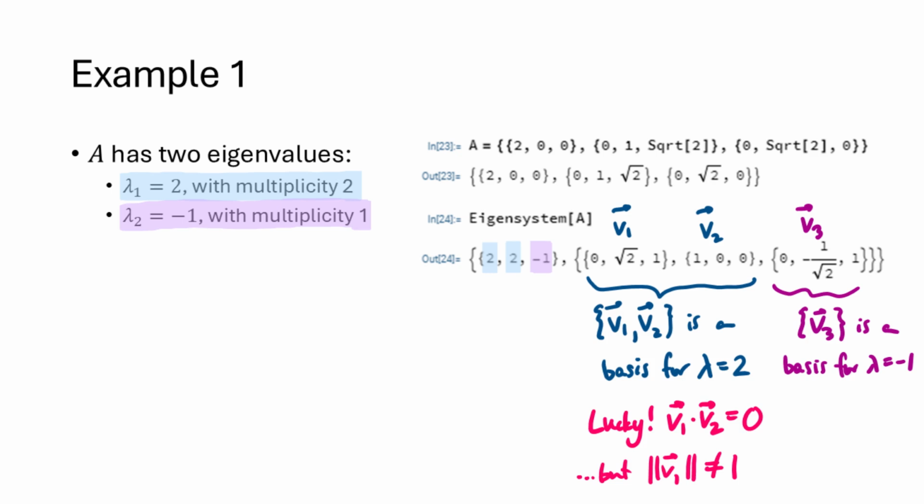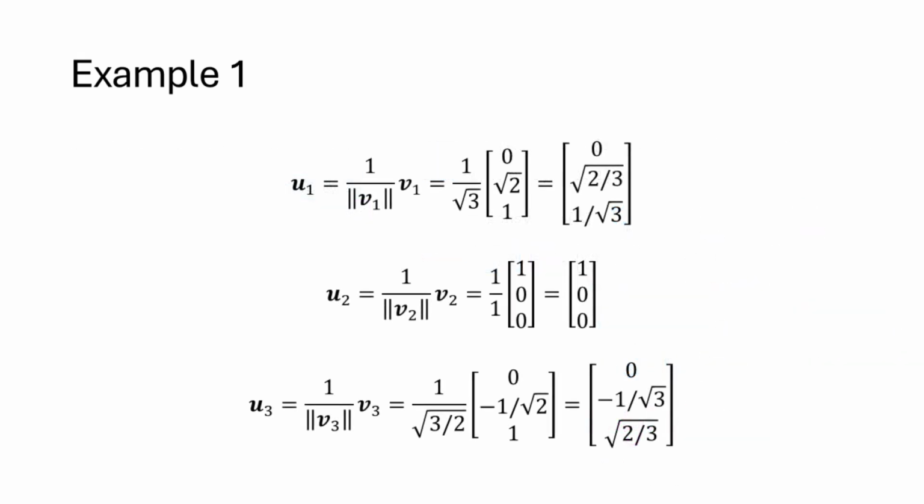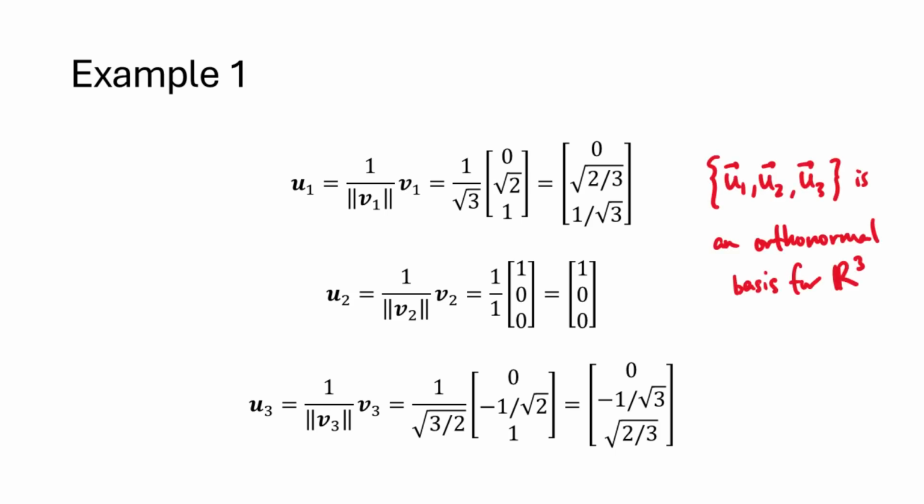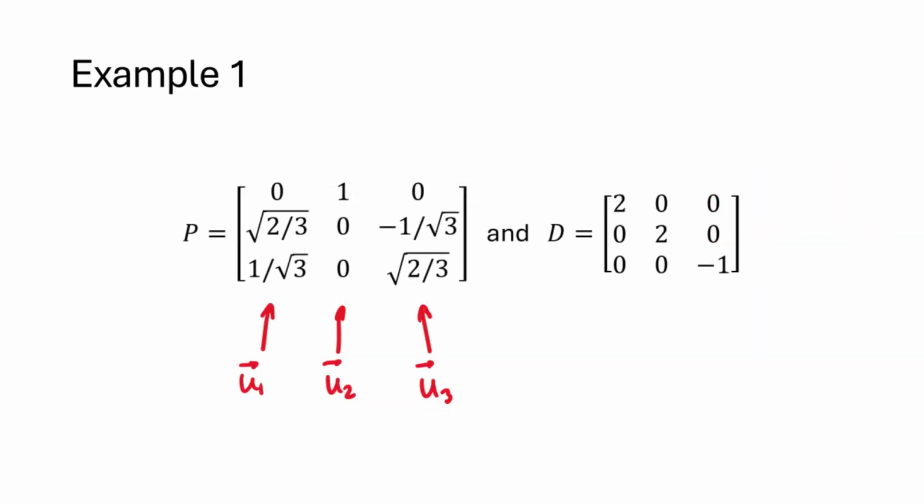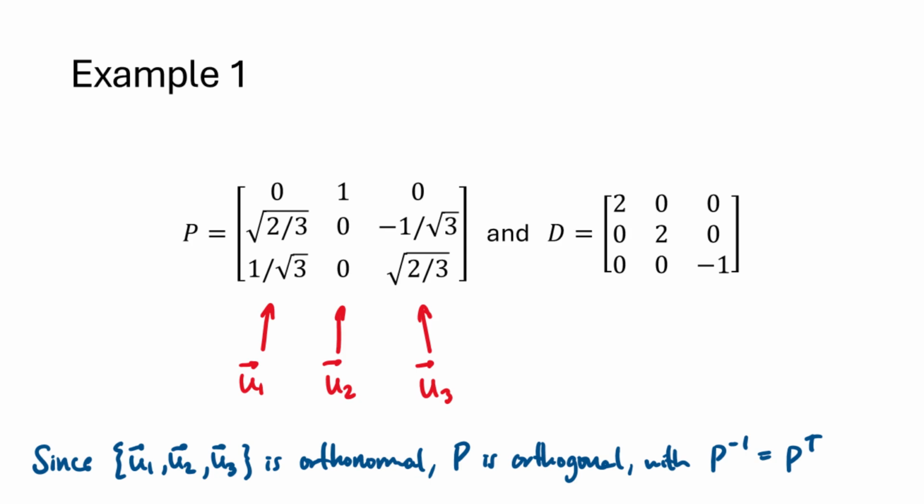And then v3, that basis only has one vector in it, so there's no need to check for orthogonality, there's only one vector, but again, that vector is not a unit vector, so we'll have to normalize that one as well. So all we need to do in this case is normalize all those vectors that we got. That gives us u1, u2, and u3, and those three vectors form an orthonormal basis for R3. We use those three vectors as the three columns for our matrix P, and the corresponding eigenvalues down the diagonal of our diagonal matrix D. So the original matrix A will equal P times D times P inverse, and P inverse is the same as P transpose because P is an orthogonal matrix.